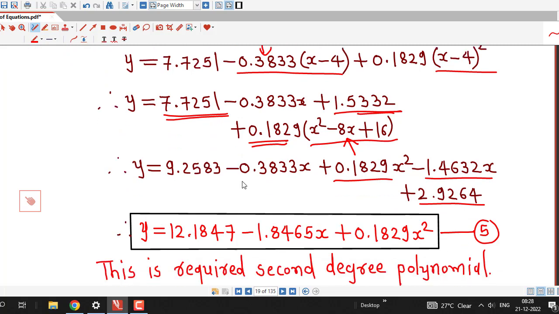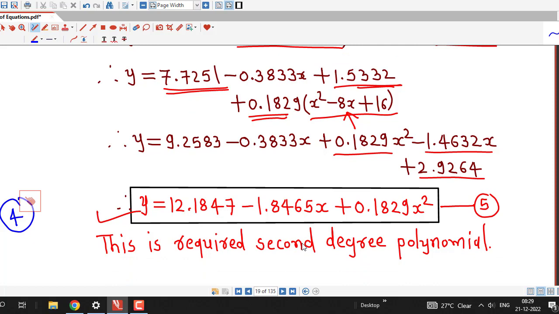And then collecting coefficients of constant term, x and x square, I obtain this second degree polynomial for the given data, y equal to 12.1847 minus 1.8465x plus 0.1829 x square. I have done all these calculations by fixing my calculator up to 4 decimal places, and this is the required second degree polynomial. So this finishes part 1 of our question.